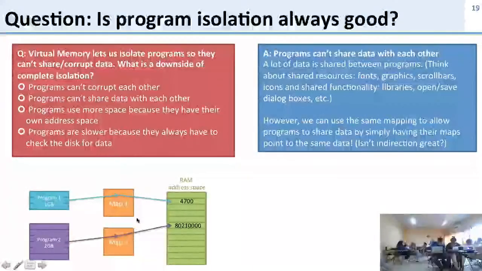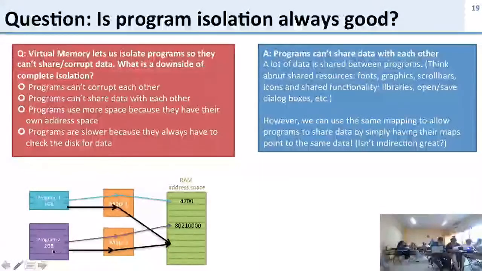Now, we can use the same mapping to enable shared data. So say I have a mapping here that maps part of program 1's addresses down here, and another mapping that maps part of program 2's addresses right here. Now they can explicitly share that same data regardless of where they need to access it. And this is actually very common.